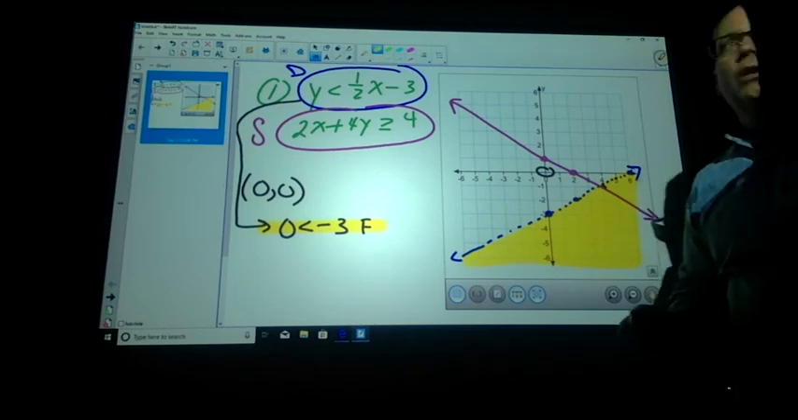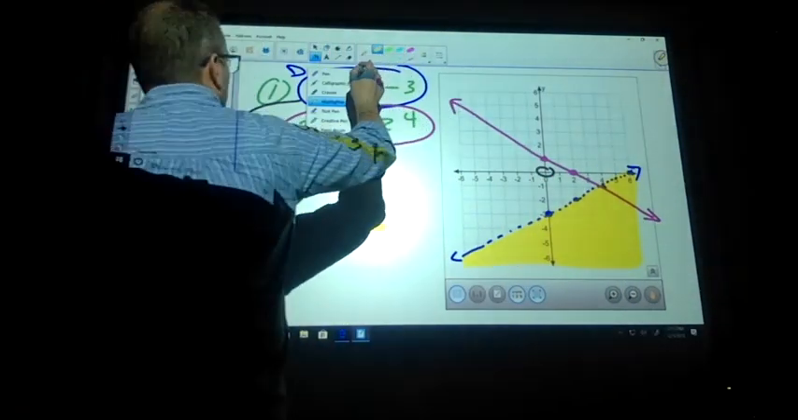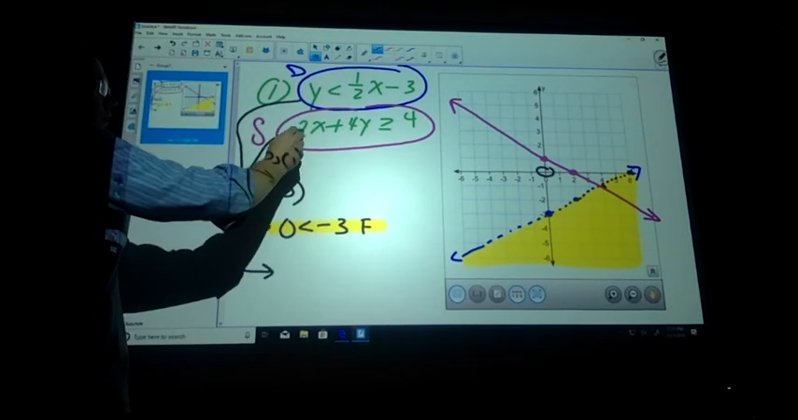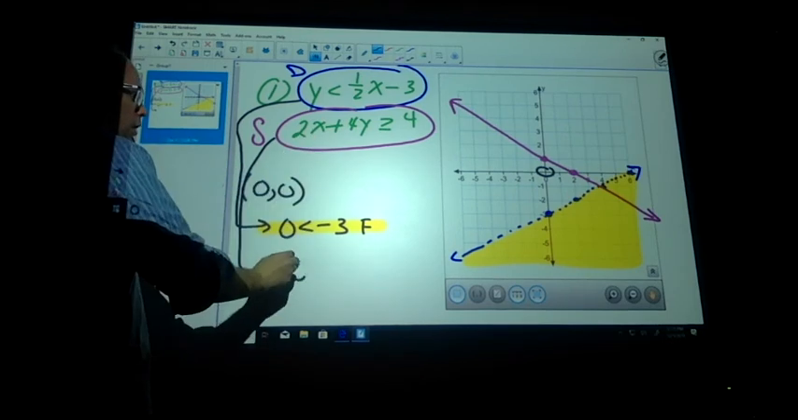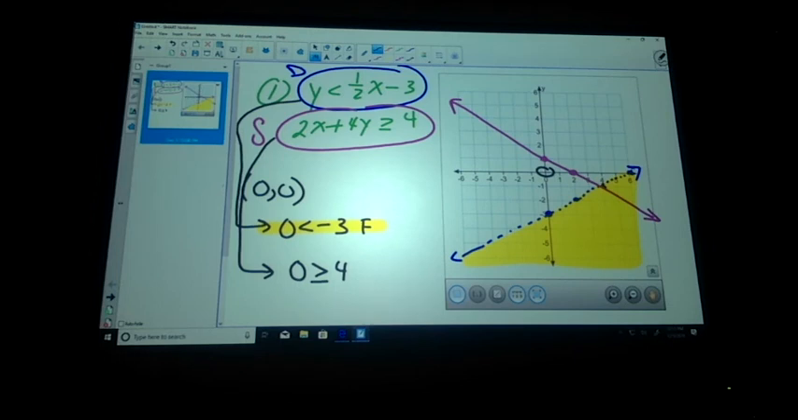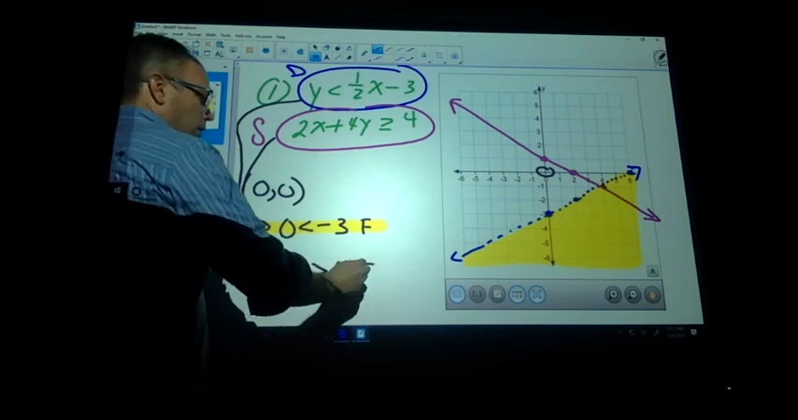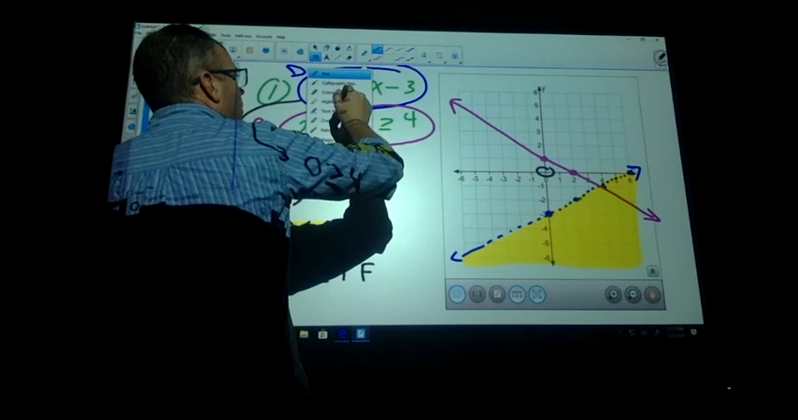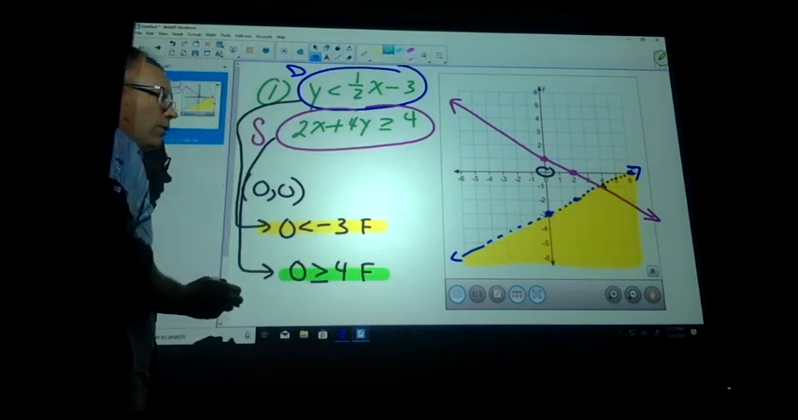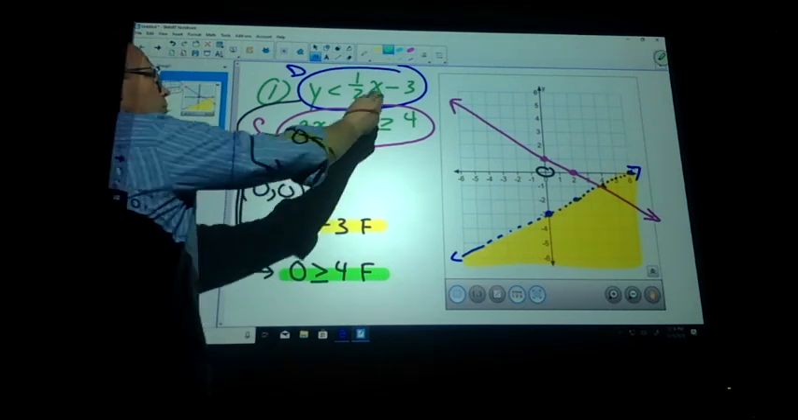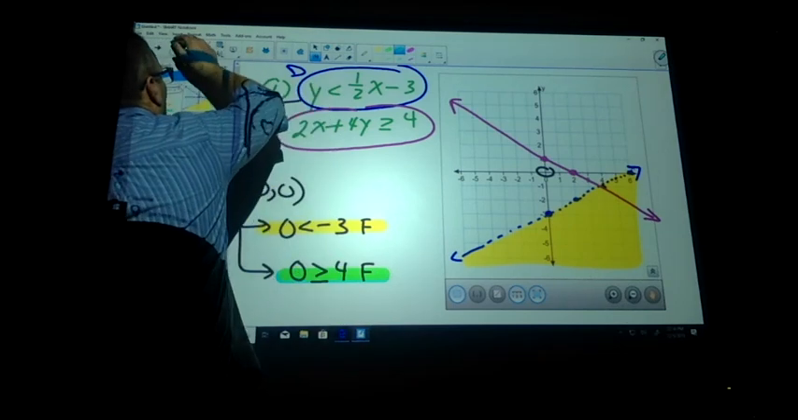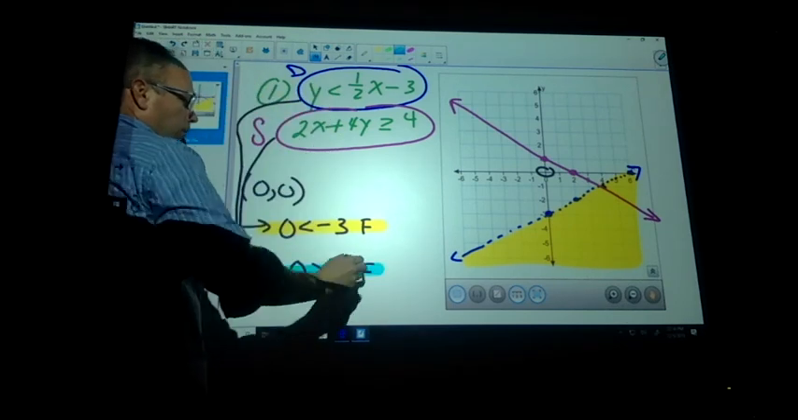But we have to check that other test point, right? So I plug in 0, 0, and I get 0 plus 0, which is 0. Is 0 greater than 4? That's also false, right? Actually, I should probably use the blue on it. Okay.